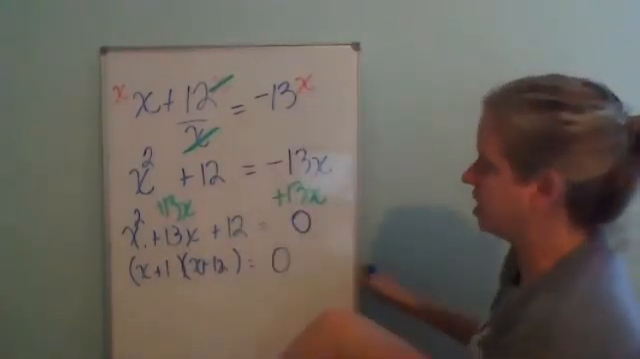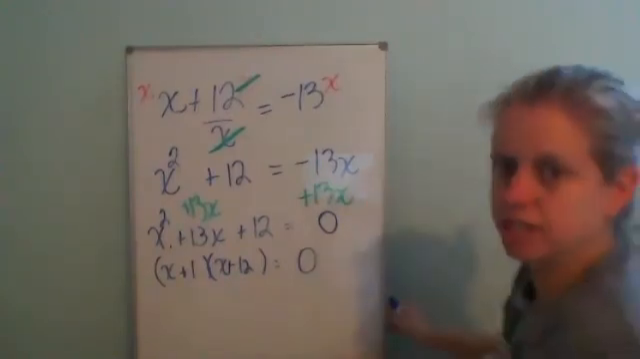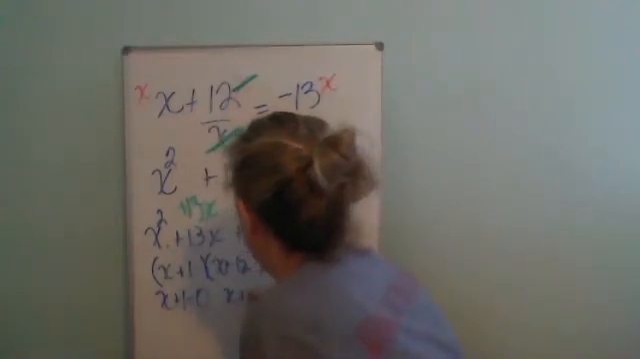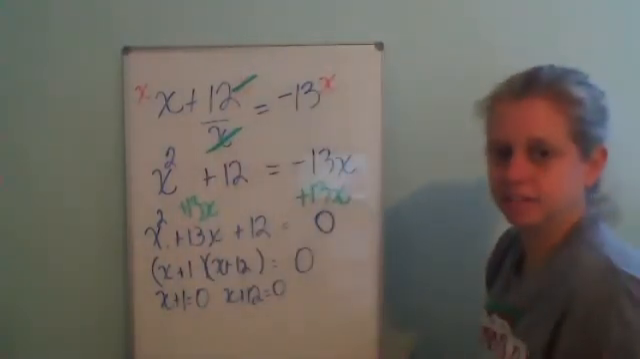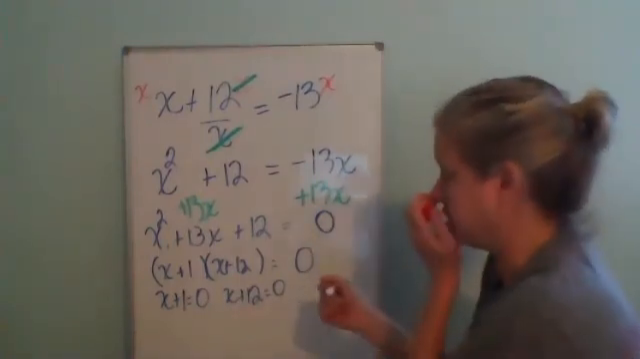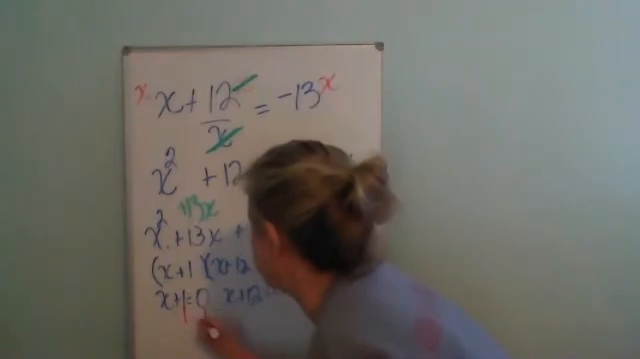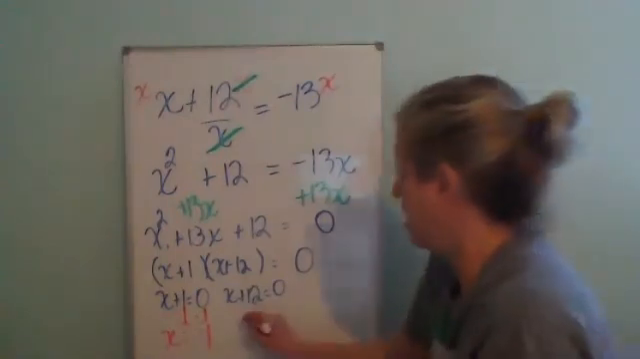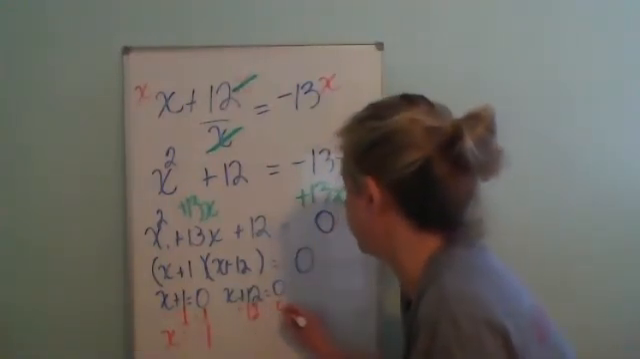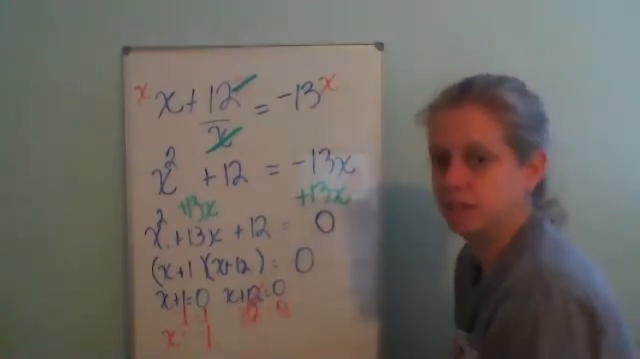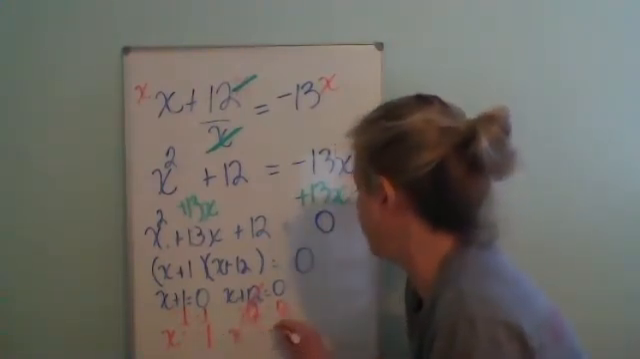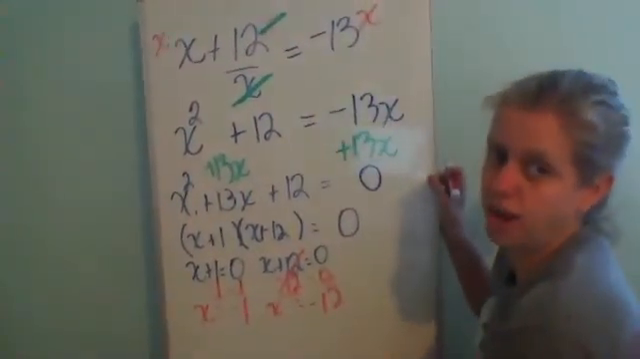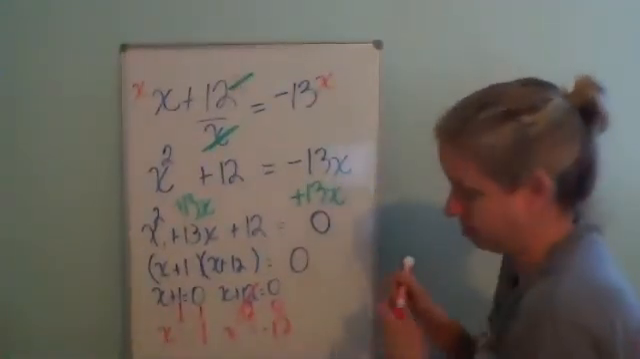Now remember, after you got the factors on these kind of problems, you set them each equal to 0, like that. And then solve them each for x. So on this first one, I would need to subtract 1 from both sides. So I'll be left with x equals negative 1. And here I'd have to subtract 12 from both sides to get the x by itself. So here I'm left with x equals negative 12. So negative 1 and negative 12 are the two answers that you would have for this problem.